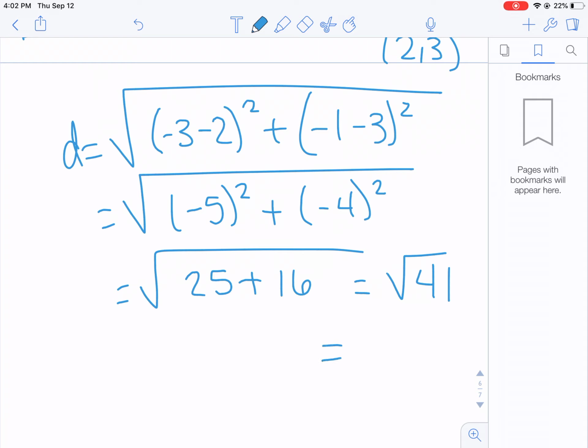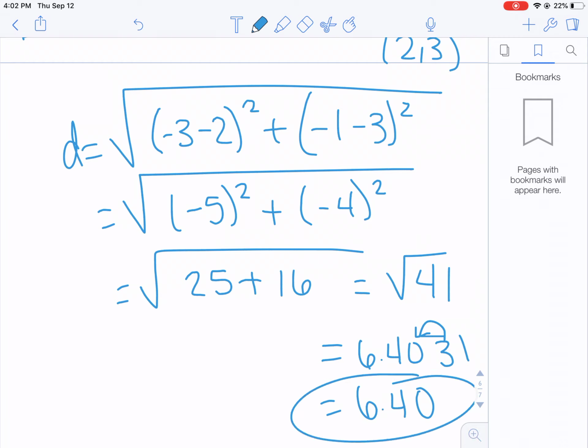So approximately the square root of 41 is 6.4031. Okay? I want you to round to 2 decimal places. So if I'm rounding to 2 decimal places, that means I start at 3 and I look at that one. Since it's below 5, I round down, so I have 6.40. And you can put units however you want to do that, but that's how you find the distance. Okay?